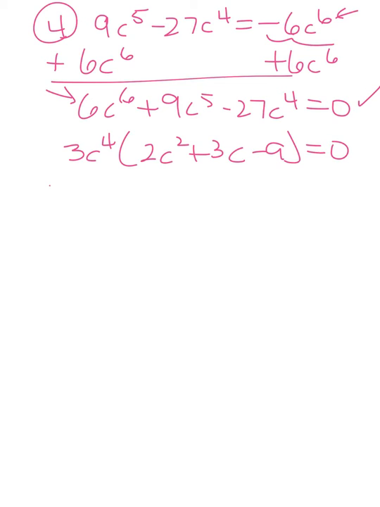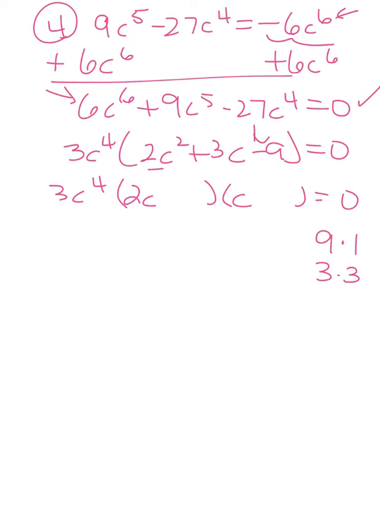I'm going to rewrite my 3c to the 4th, set up my two binomials. My signs are going to be opposite because my second sign of that trinomial is negative, so I'm going to hold off on where I need to put them. Factors of 2, 2 and 1. Now I'm looking for factors of 9. Factors of 9, I'm either going to have 9 and 1 or 3 and 3.